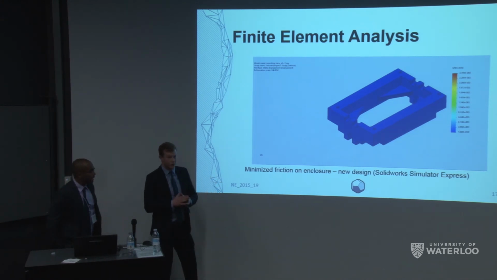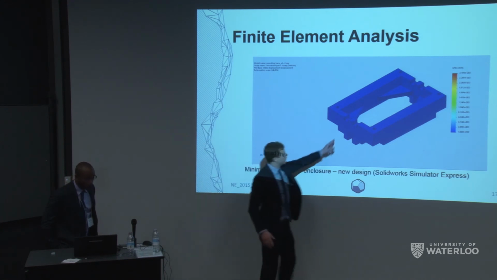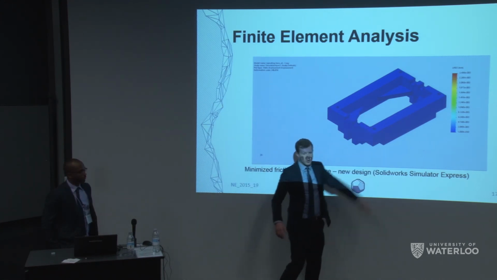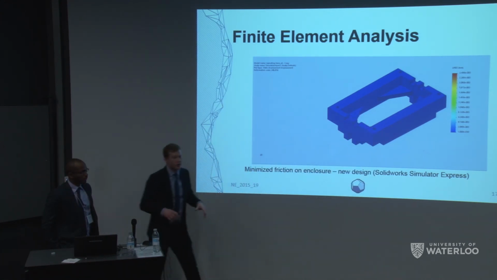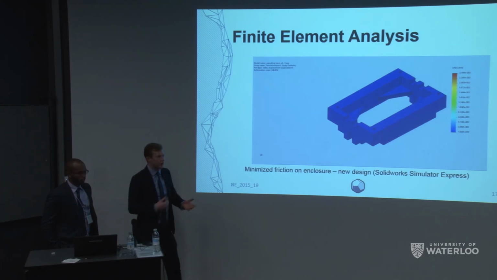I said 52 newtons will be applied over this surface area. So you have the four corners, and this corner has 52 newtons over that entire thing, about 400 millimeters squared. And that 52 newtons is based on 60 kilopascals. We're talking about our boundary conditions.